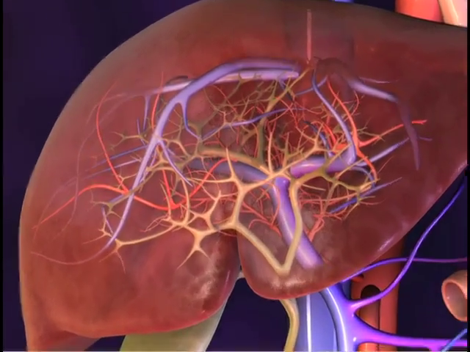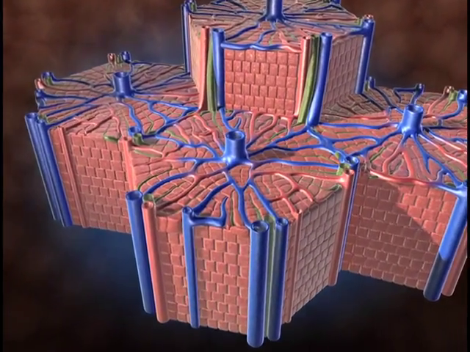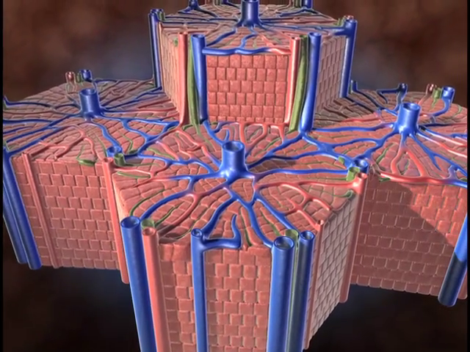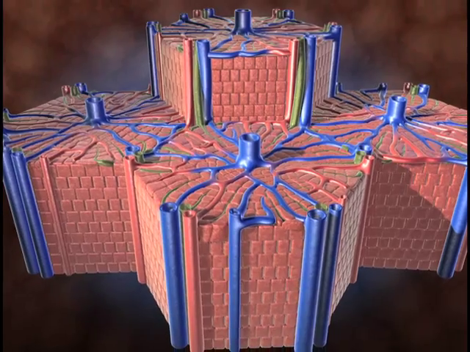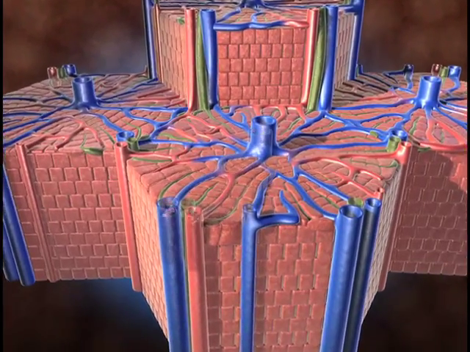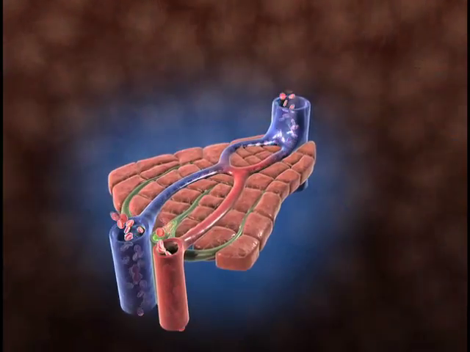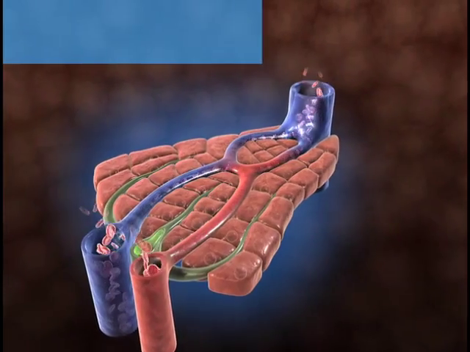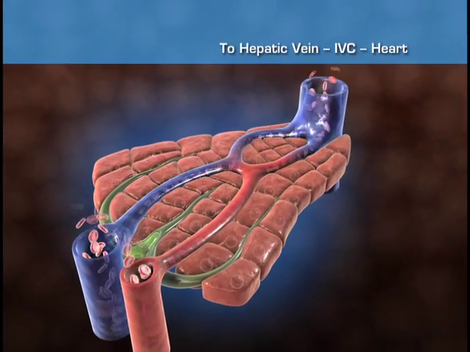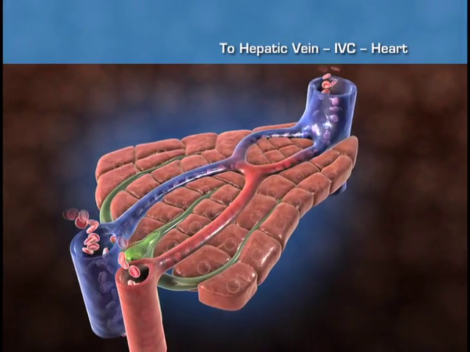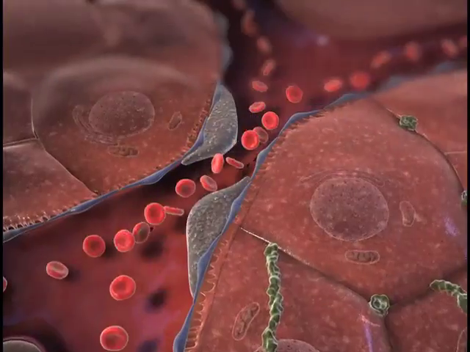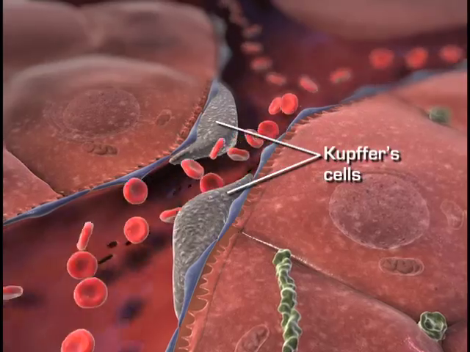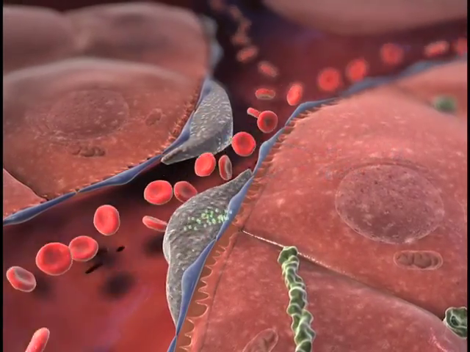The functional units of the liver are cylindrical structures called lobules, of which there are approximately 50 to 100,000 in the liver. Each lobule is organized around a central vein that empties into the hepatic veins, and from there into the inferior vena cava, which is a large vein that brings blood from the lower half of the body to the heart. As blood travels through the liver, cells called Kupffer's cells remove waste products such as bacteria, old and defective blood cells, and other foreign material.